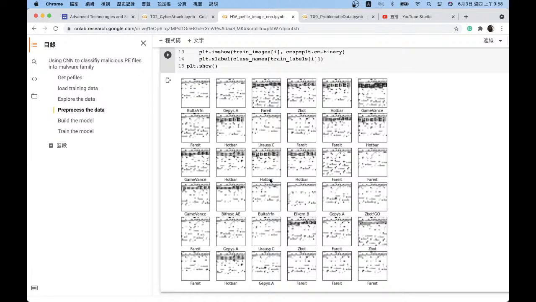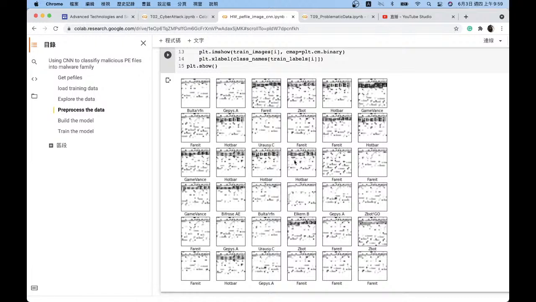For example, there's another family called Hotbar, and you can see the first few bytes right here are not like Ferret, right? It's darker, with more dots, like this one. There's another Hotbar, and the first few bytes look much darker, right? So that is the concept.